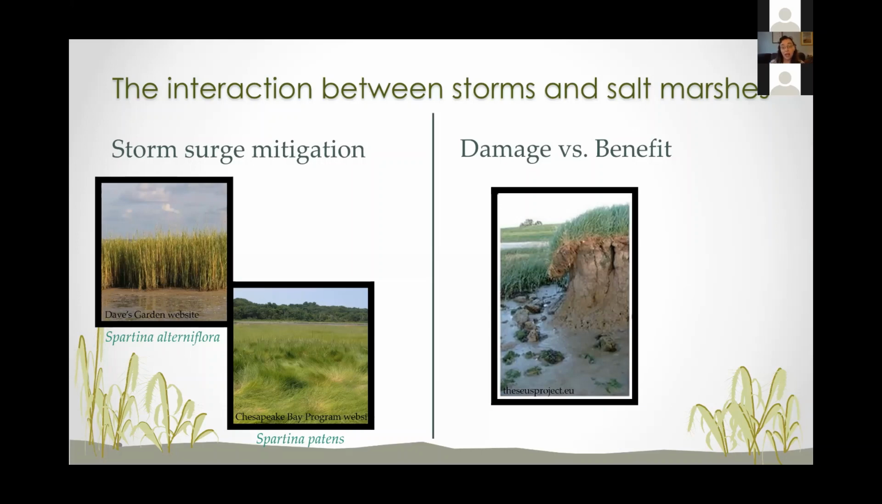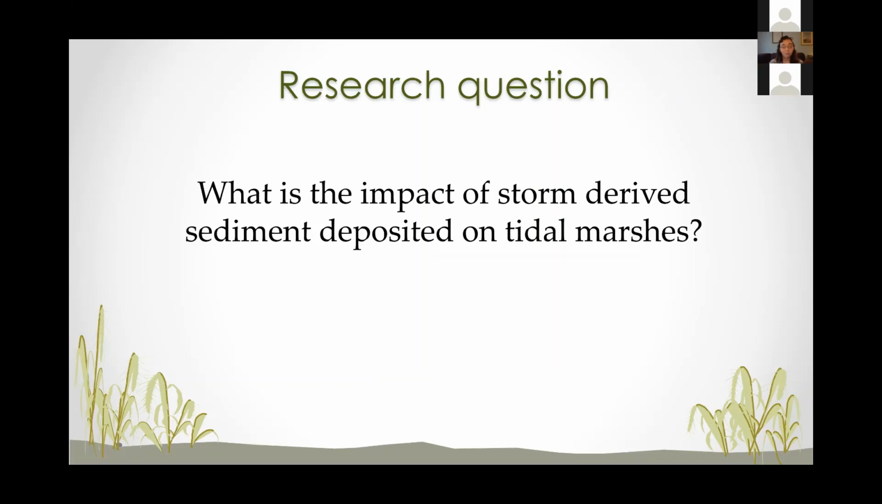And then what I was looking at were more possible benefits. The sediment deposition from these storms can help the marshes accrete vertically to keep up with sea level rise, and may also bring nutrients to help plant growth. So my research question was, what is the impact of the storm-derived sediment deposited on tidal marshes?